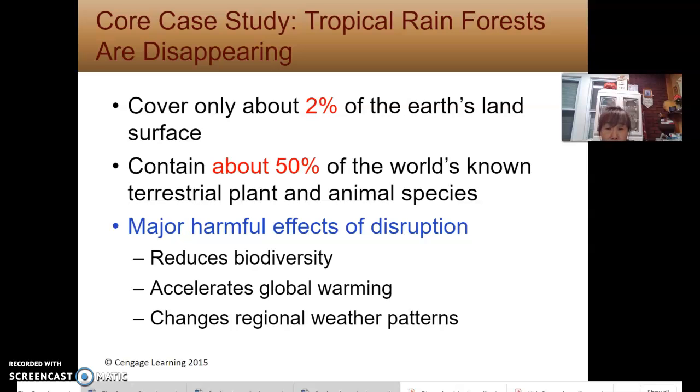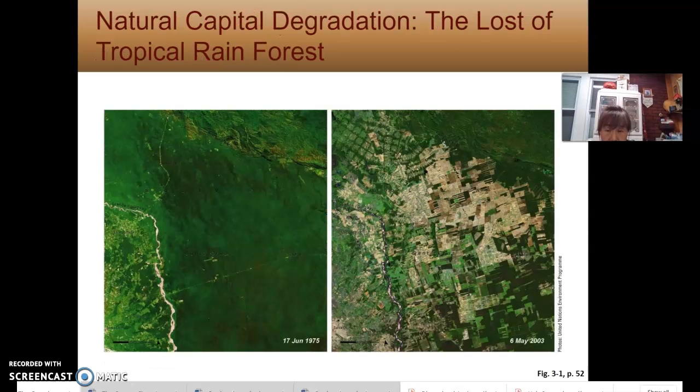And then you also needed to know the effects of the disappearing of tropical rainforests. Since we live so far away, why do we care about that? So the major harmful effects of disruption of tropical rainforests are, number 1, this reduces biodiversity. Number 2, this accelerates global warming. And then number 3, this changes regional weather patterns.